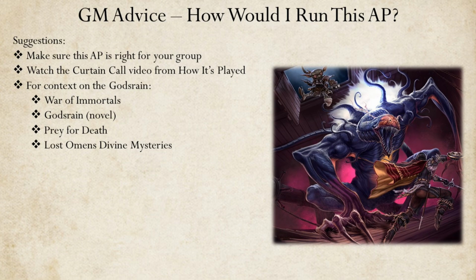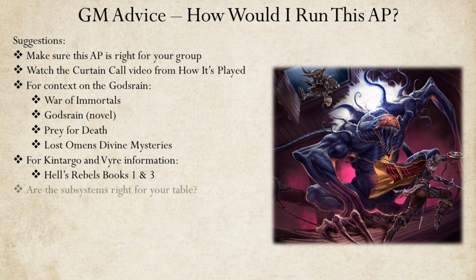None of these 4 books are required reading, but if you have the time, interest, and money to read them, they can provide some nice context, and are solid reads besides. Similarly, if you're looking for more details on Kintargo and Vyre as the central locations for this AP, I would strongly suggest reading the gazetteers on each city, published in Hell's Rebels Books 1 and 3 respectively. These articles, while a little out of date, provide comprehensive views on both Kintargo and Vyre, and can go a long way toward fleshing out your understanding of these 2 plot-important urban centers.